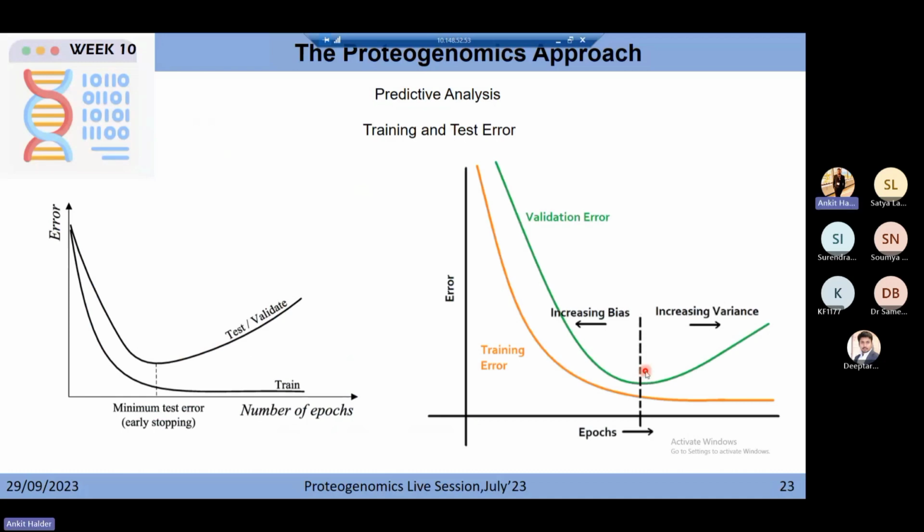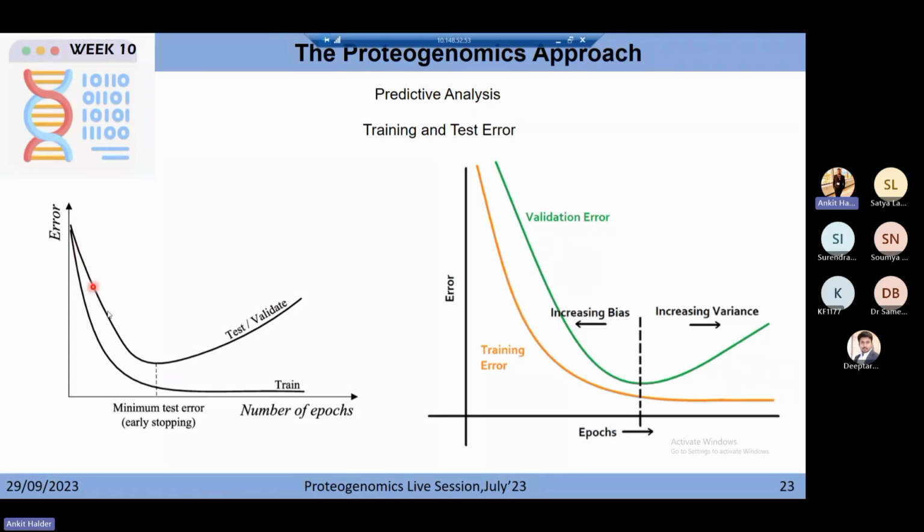Since we are talking about errors, another point is that there are two kinds of error: your training error and your testing error. Why is it important to understand this concept? Specifically in neural networks or in different algorithms, the error rate starts here, and you are training your model and testing your model.